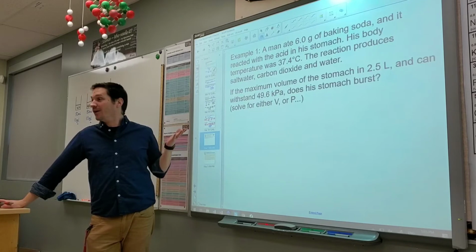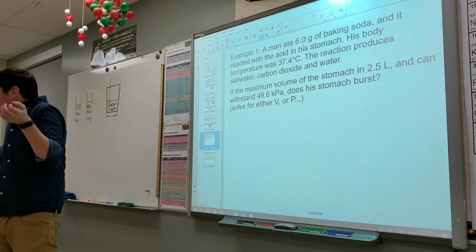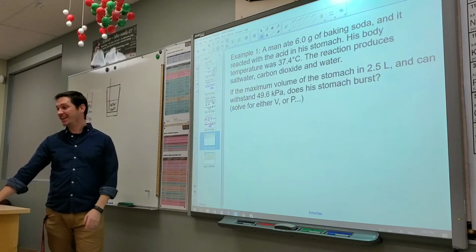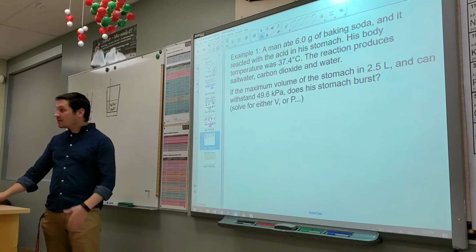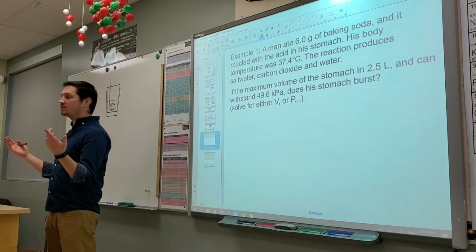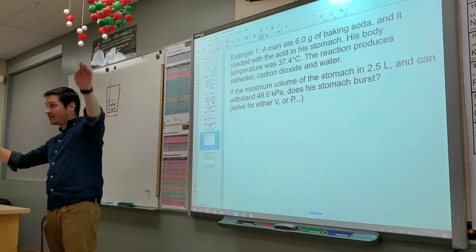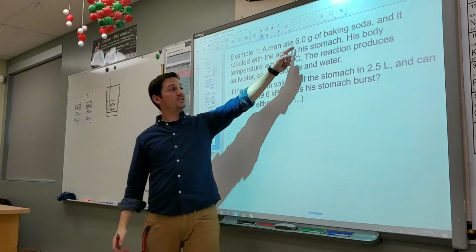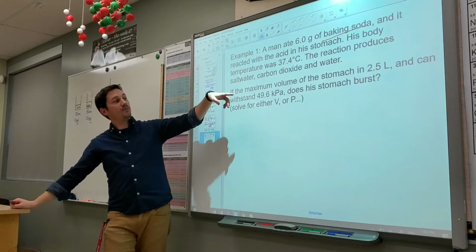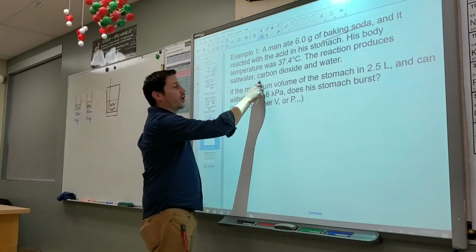Yes. I don't know. My first question to you, is this even a stoichiometry problem? Probably because it's in the booklet, labeled gas stoichiometry. I don't know. What is a stoichiometry problem? Yeah, it should have an equation, right? And it's saying something about one thing and asking you about another thing, right? So let's see. A man ate 6 grams of baking soda. Sure, no problem. It reacted with the blah, blah, blah. His body temperature is blah, blah, blah. The reaction produces salt water and carbon dioxide.